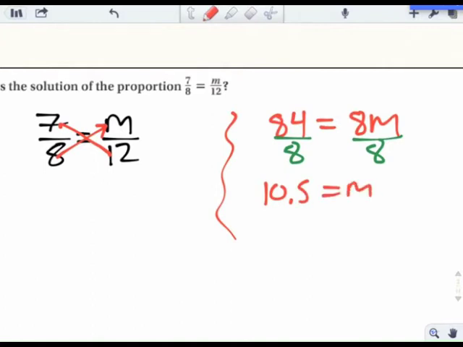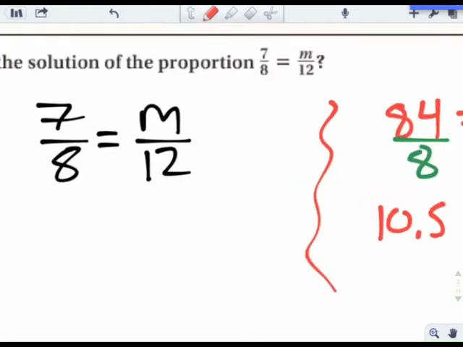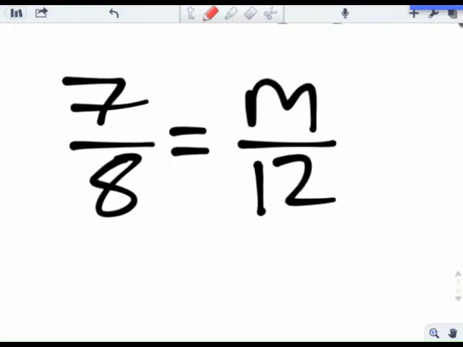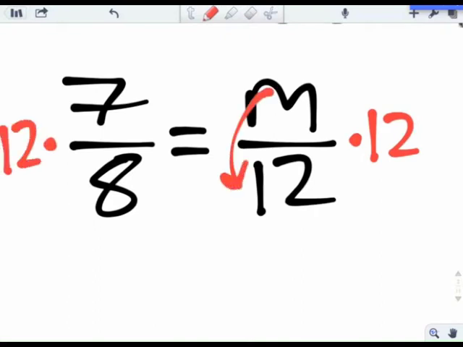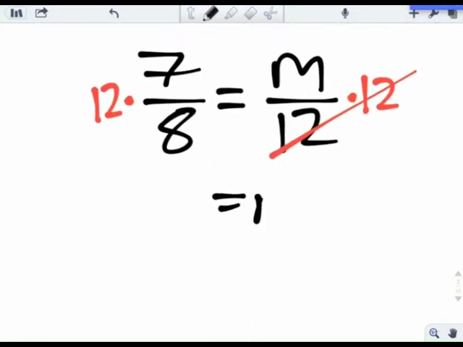However, this introduces two steps in the process. First, we had to cross multiply, and then we had to divide both sides by 8. Really, we only need to solve this proportion using one step. Couldn't you have just taken the original equation here and multiplied both sides by 12? Because we're dividing by 12 and then multiplying by 12, those two operations cancel out. And so all we have left on the right-hand side of the equation is m.